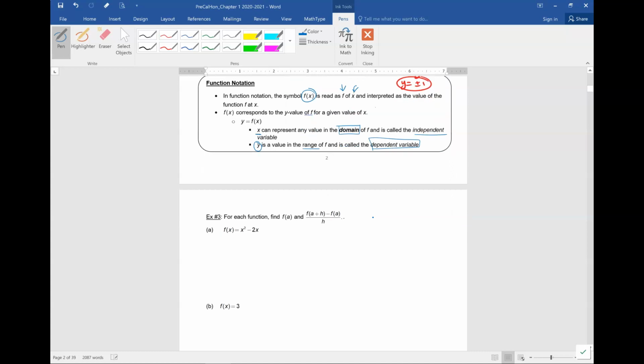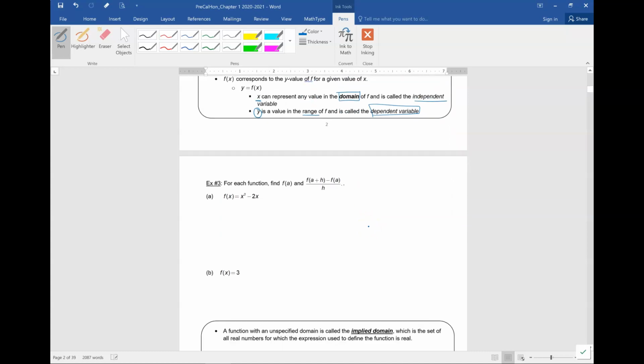Okay, so here we have something that we've actually done before. We need to find, for each function, first f of a, and then second we need to find this other one.